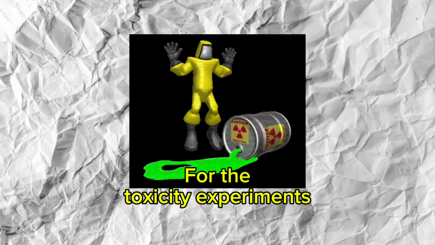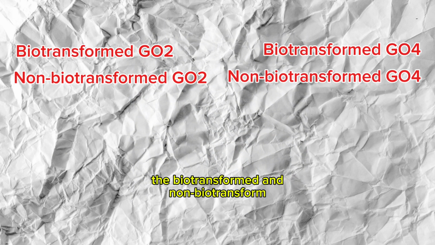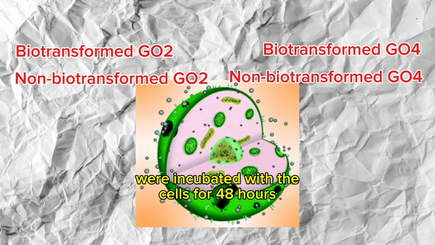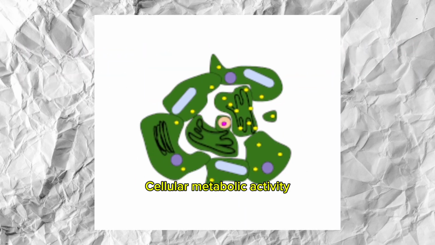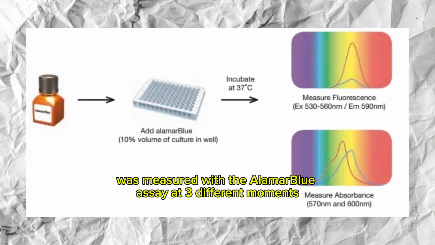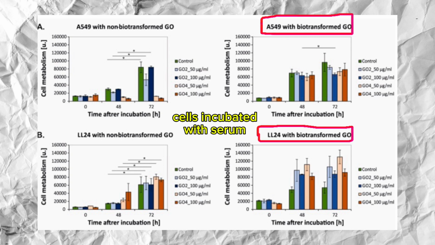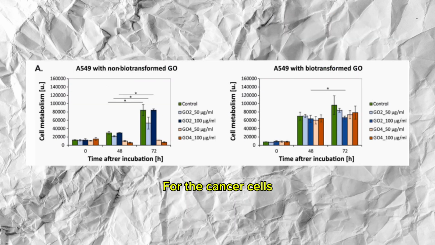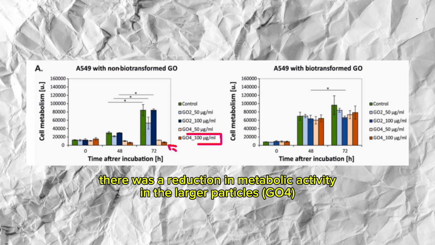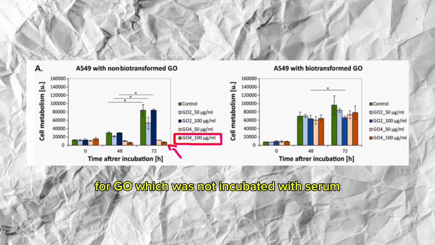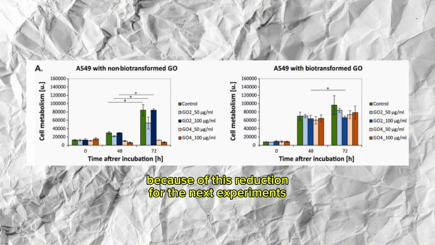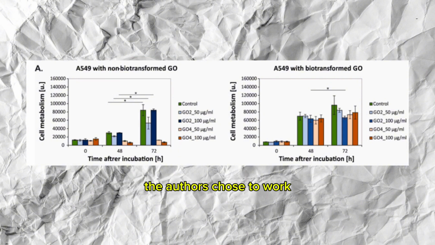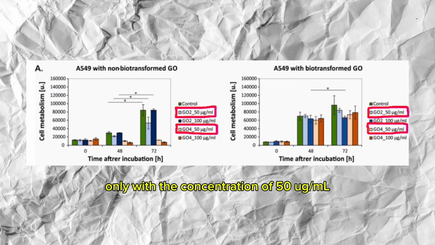For the toxicity experiments, biotransformed and non-biotransformed GO2 and GO4 fractions were incubated with the cells for 48 hours. Cellular metabolic activity was measured with the Alamar Blue assay at 3 different moments: before the 48 hours incubation, after the 48 hours incubation, and 24 hours after that. The results showed that the cells incubated with serum exhibited more metabolic activity. For the cancer cells, there was a reduction in metabolic activity with the large particles of graphene oxide which were not incubated with serum. Because of this reduction, for the next experiments, the authors chose to work only with the concentration of 50 micrograms per ml.